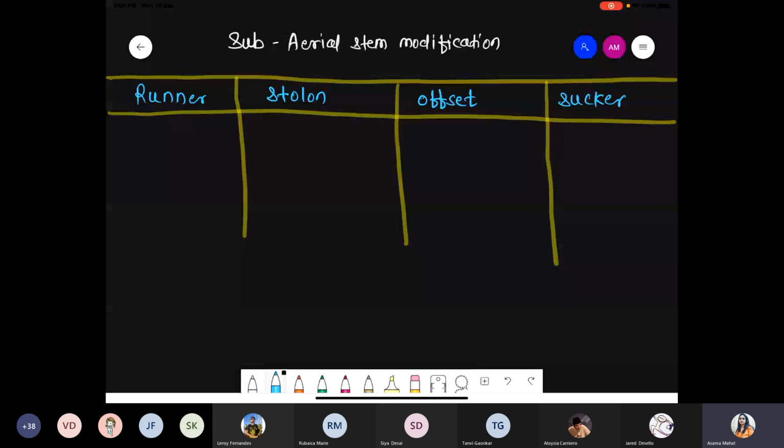I'm repeating this part again. Last class we saw underground stem modification. Again, those are the 4 types. But which are the types? Rhizome, corm, tuber, and the bulb category. That is the underground stem.